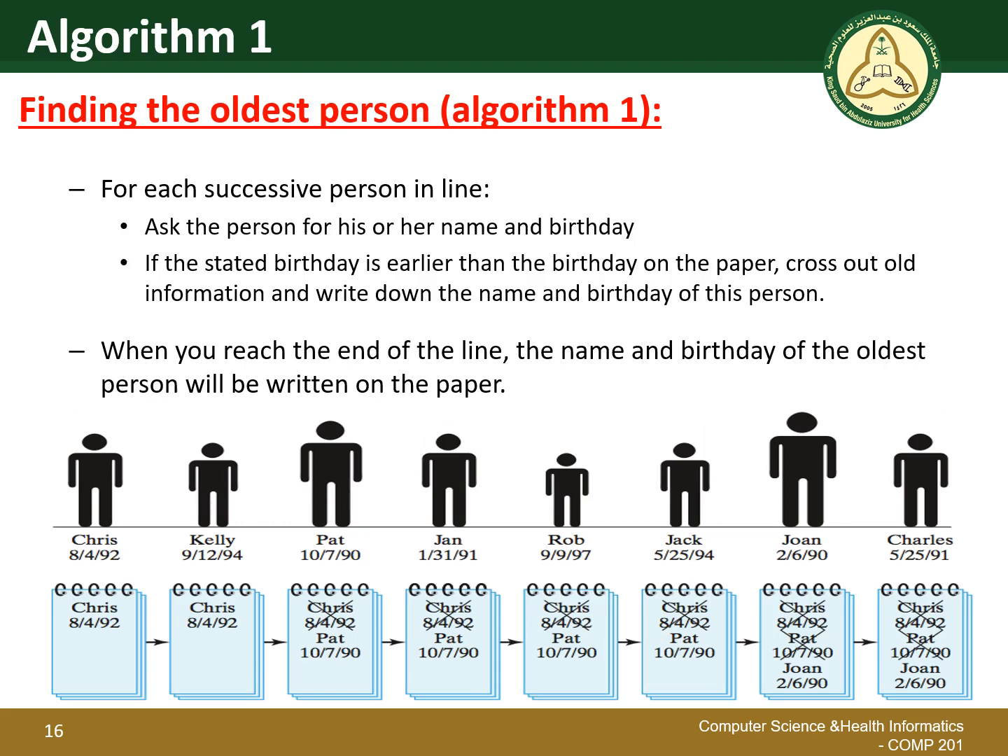Step 3, for each successive person in line, يعني for next person in sequential, and for each one in the line, ask about the person for his or her name and birthday. If the stated birthday is earlier than the birthday on the paper, يعني أكبر من المكتوب عندنا, cross out the old information and write down the name and birthday of this person. لما أخلصهم هلاقي نفسي في الأخير, when reach the end of the line, the name and birthday of the oldest person will be written on the paper.